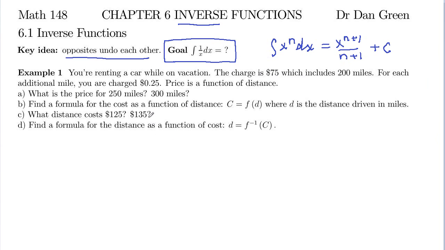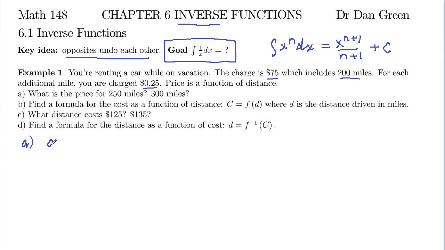So let's look at an example here. You're renting a car while you're on vacation. You've got a flat charge to start of $75. That includes 200 miles. For each additional mile over the 200, you're charged 25 cents. So price or cost here is a function of distance. It depends on distance. So to start off, we want to know what is the price for 250 miles and 300 miles.